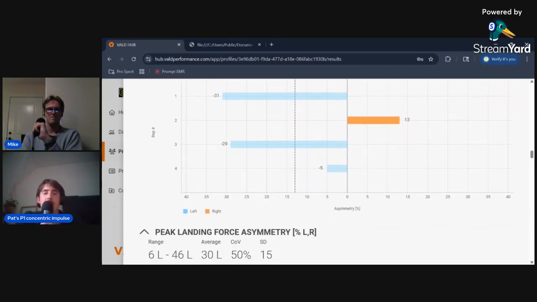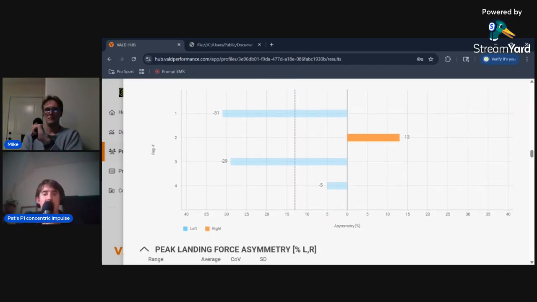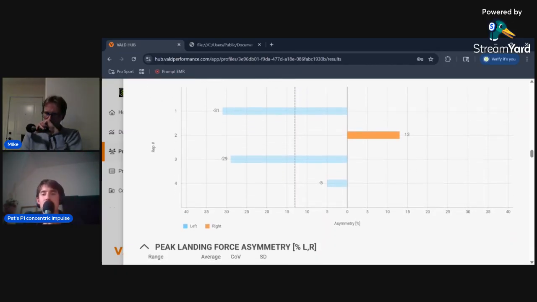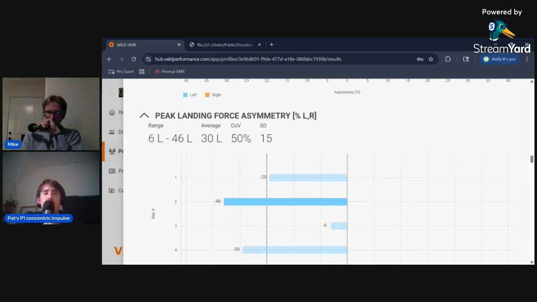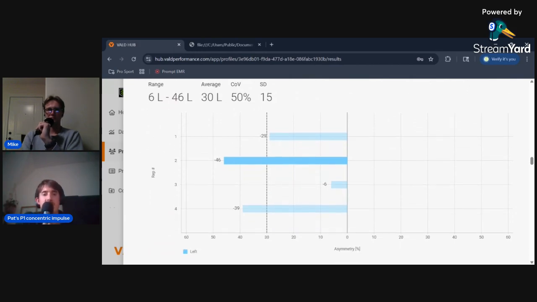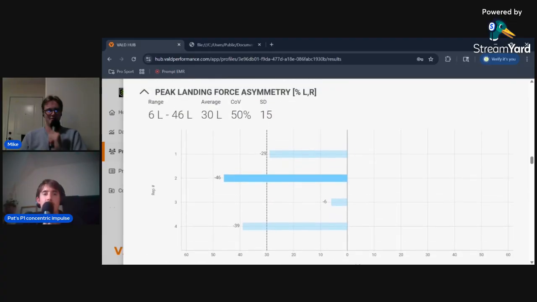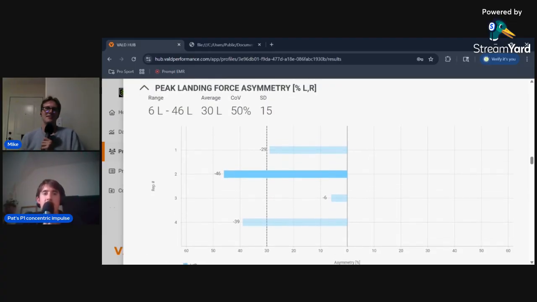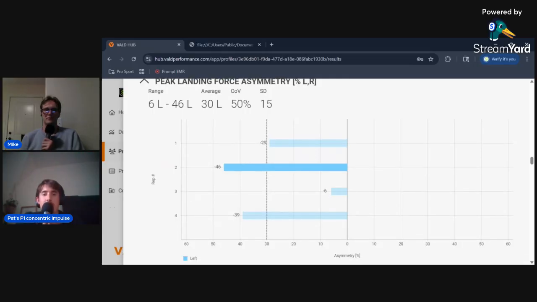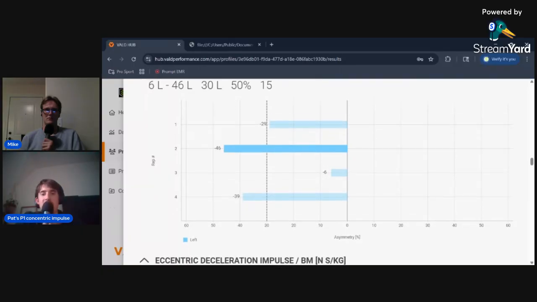Eccentric DXL RFD: I don't put too much weight in this right now because there are a lot of calculations that go into it, which make it not as great. But then peak landing force, again, heavily biasing that left side, just consistently landing on that left. For people who are looking at COV, big COV, 50%, but she is landing an average of 30% asymmetry towards the left, with the highest being 46 and the lowest being 6%.